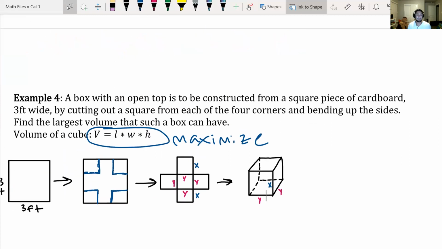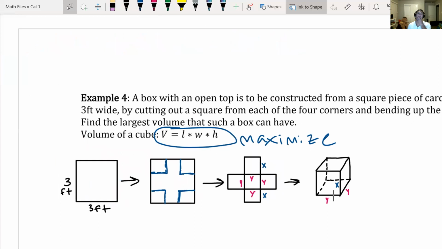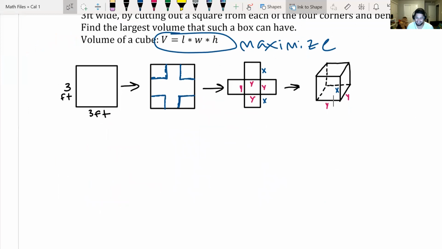Hey, look at that. That's not bad. Pretty. Okay, so now I'm done with my diagram, sorry.